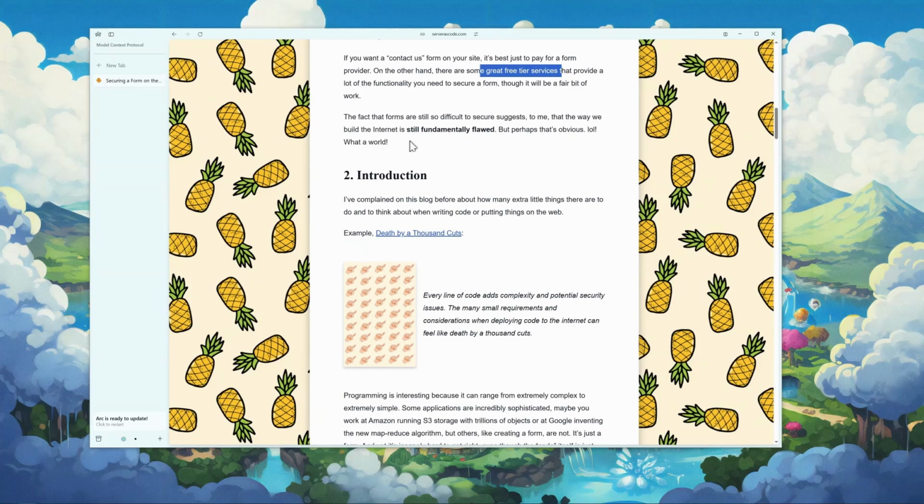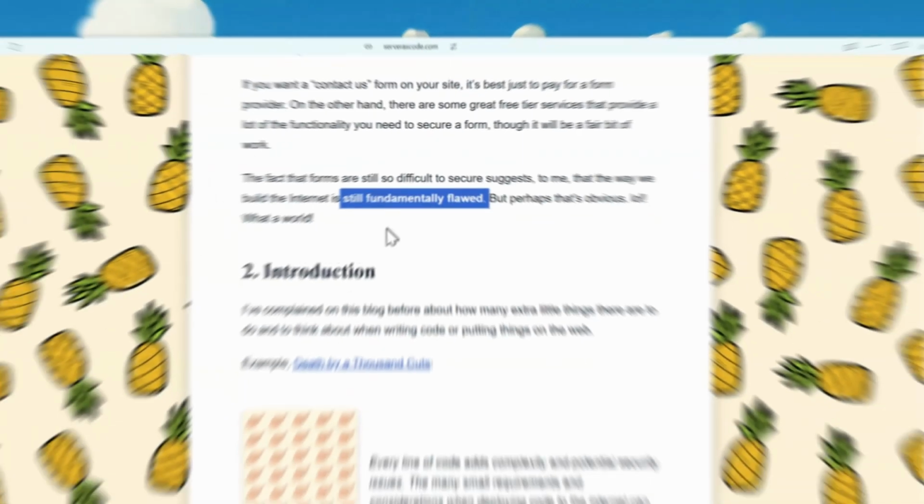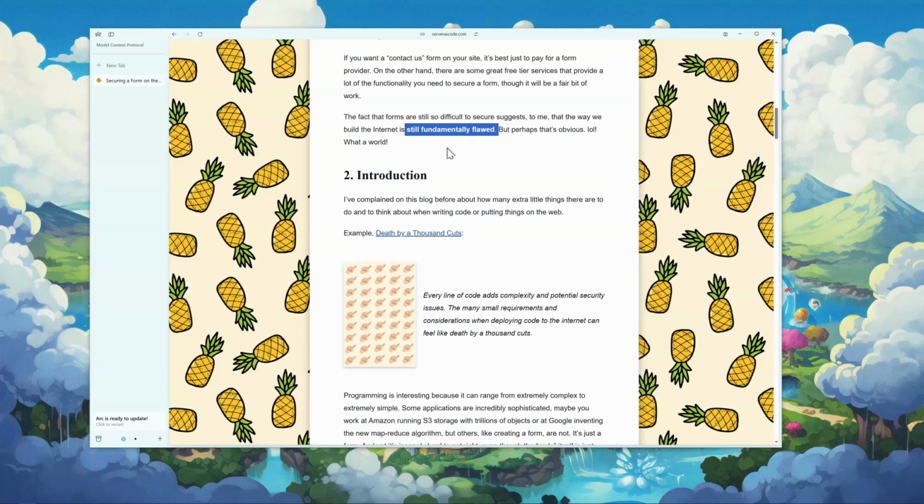I think it's interesting though that we're in a place where you can't just easily, super quickly create a nice form that's safe and secure on some sort of internet basis. The internet is still kind of fundamentally flawed.